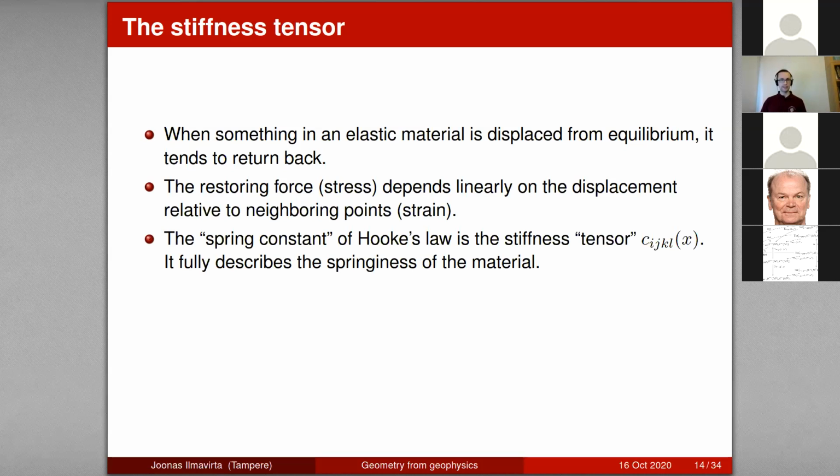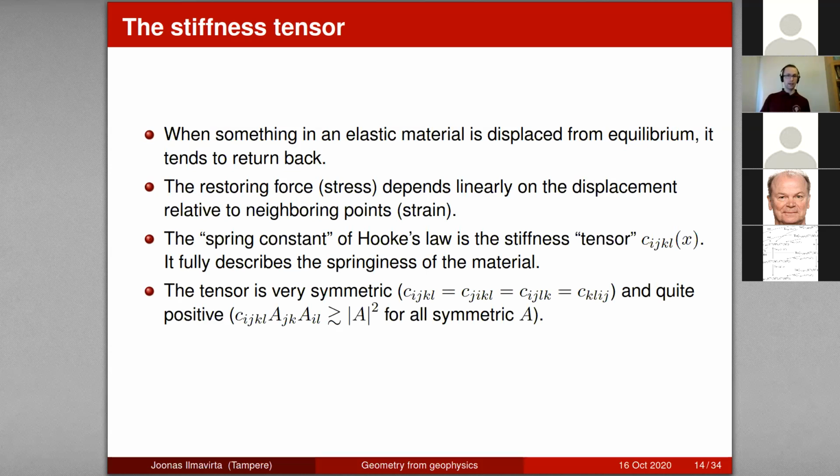And this linearity is known as Hooke's law. And when you have a linear relation, there is some kind of a spring constant, essentially. There is a coefficient of proportionality, and that is the stiffness tensor. I put the word tensor in quotes because it does not really behave fully as a tensor, but it is something close enough. So the stress and strain, they are both symmetric matrices. So if I have a linear map that maps a matrix into a matrix, it should have 4 indices. And that's why the stiffness tensor carries these 4 indices, i, j, k, l, and it will depend on the position x where we are looking at the thing. And this will fully describe the springiness of the material, the restoring forces no matter how you deform or twist your material.